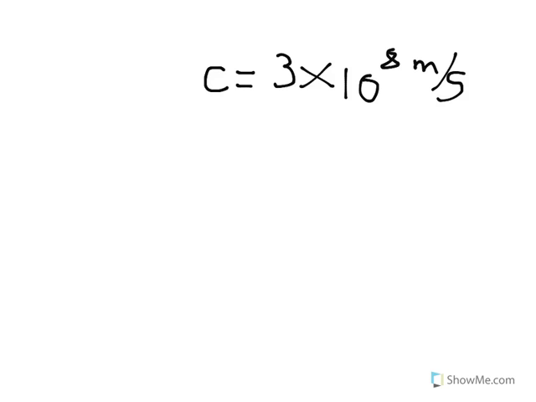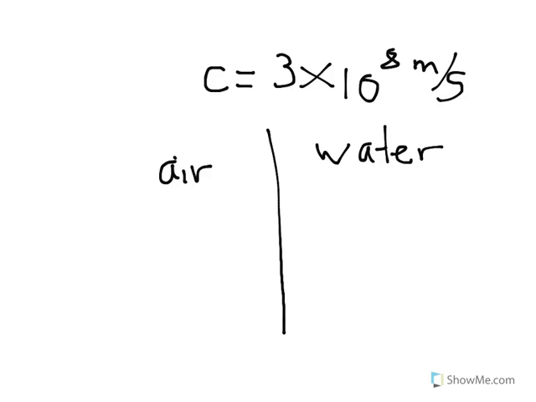But what I really want to talk about is how it slows down. So it slows down and it bends. Let's talk a little bit about why and how. Let's say this is the air here, and this is water over here. As light enters, let's say this is a light wave, as it enters the water, it's going to slow down. We know that because water is denser than air.